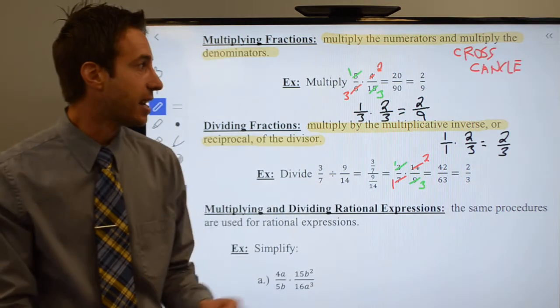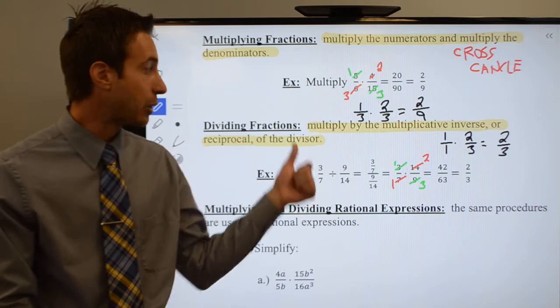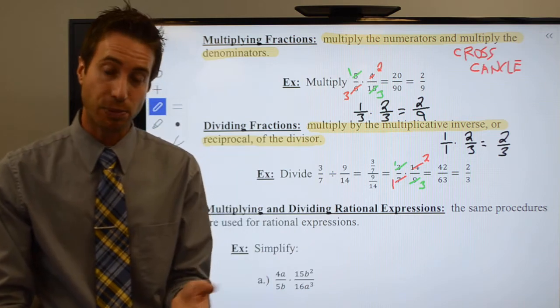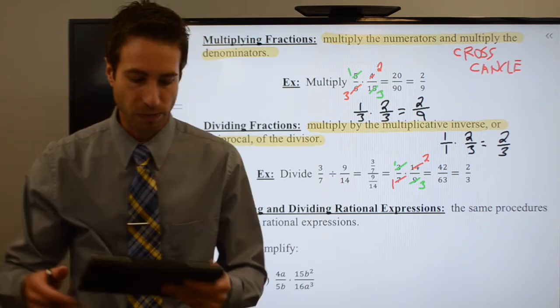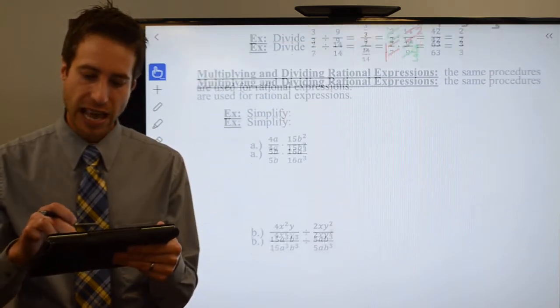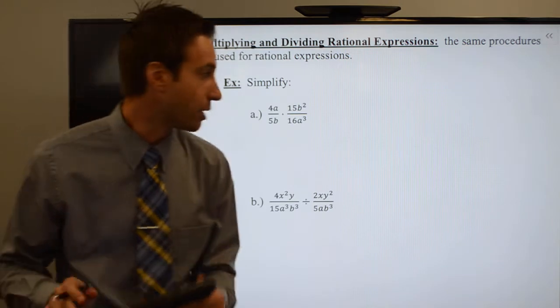But the point is this. In order to multiply, we multiply the numerators and multiply the denominators. In order to divide, we will multiply by the reciprocal of the divisor. So let's try a couple of these now using rational expressions, after having brushed up a little bit on what you did in middle school.